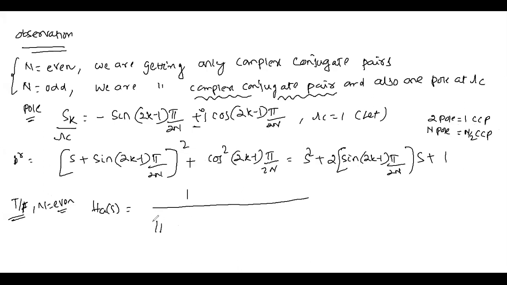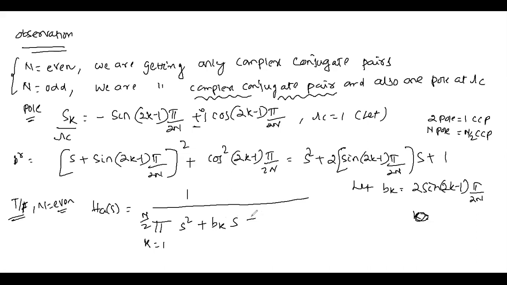So how can we write the denominator? This transfer function is a product over k equals 1 to n by 2 of s squared plus bk s plus 1, where let bk equal 2 sine of (2k minus 1) pi by 2n, and k runs from 1 to n by 2. This is for n even. Okay, clear?